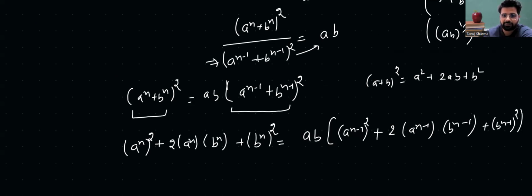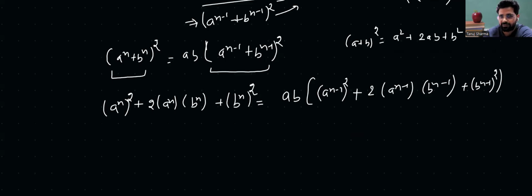Now by exponent rule, the next exponent rule is that a raised to power m, raised to power n, is equal to a raised to power m times n. So we are going to apply this. So this is equal to a raised to power 2n plus 2 times a raised to power n, b raised to power n, plus b raised to power 2n.